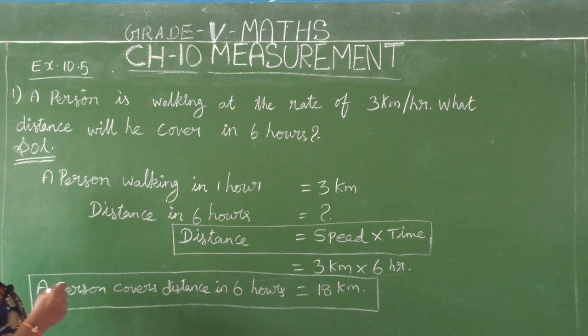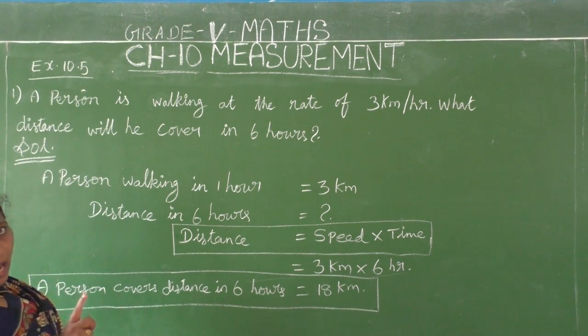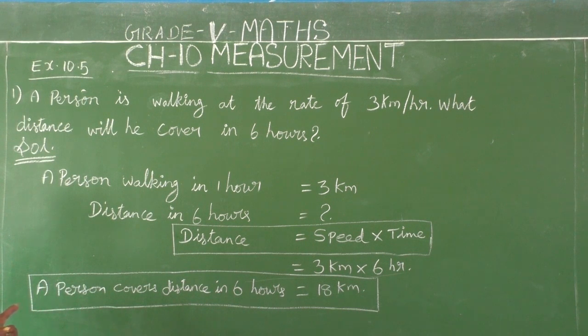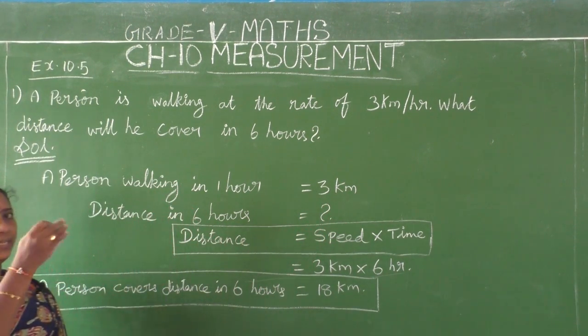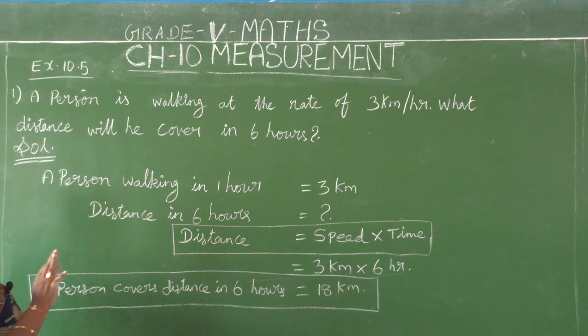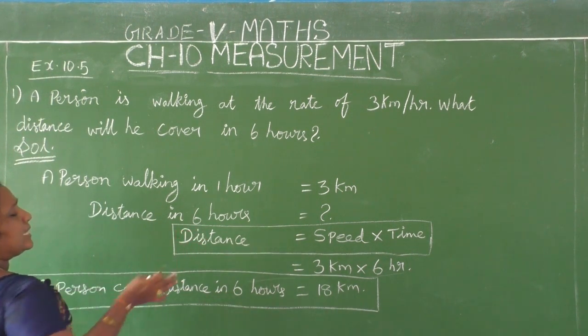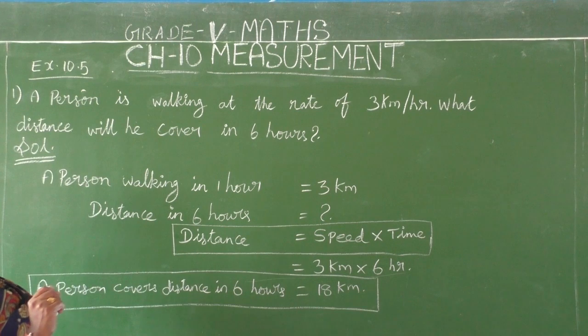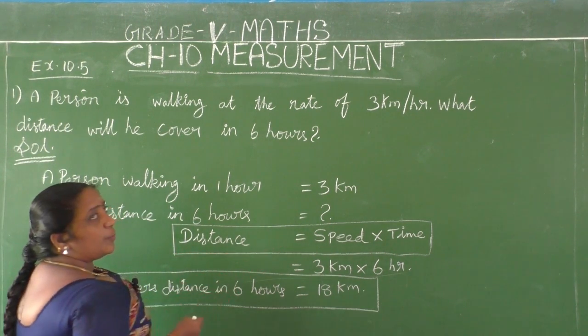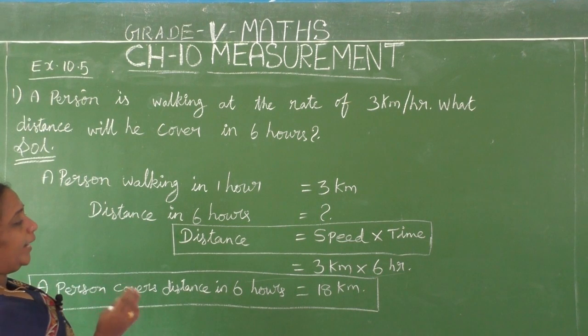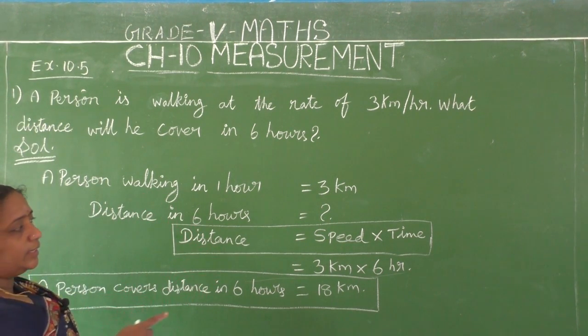Once again I repeat the question. A person is walking at the rate of 3 kilometer per hour. What distance will he cover in 6 hours? Solution: a person walking in 1 hour, this is a speed. He is walking 3 kilometer in 1 hour. So the distance in 6 hours we don't know, so for that we have to use the distance formula. The distance formula is speed into time. The speed is 3 kilometer.